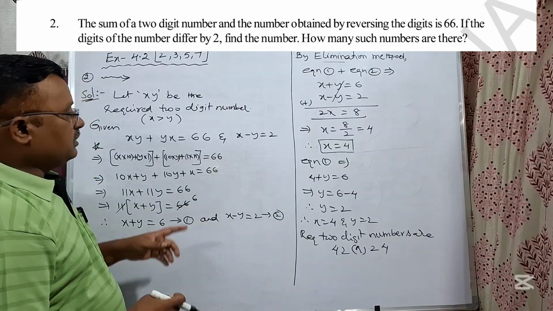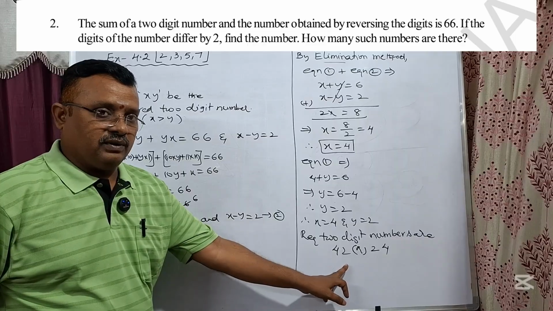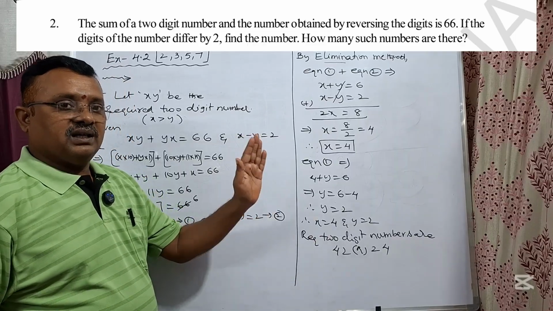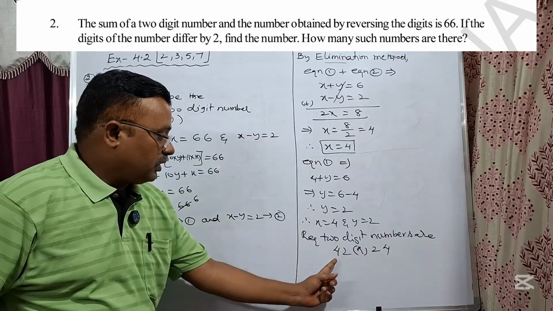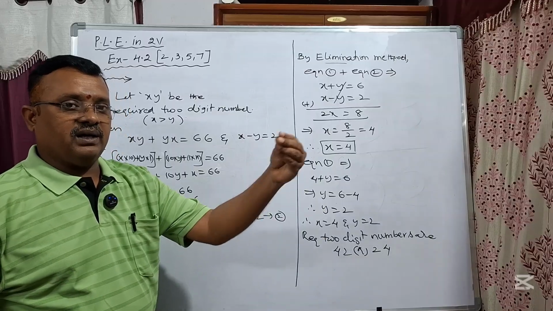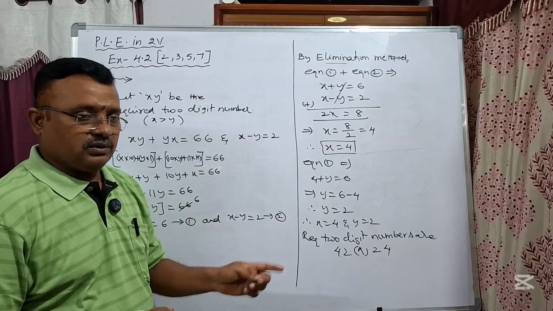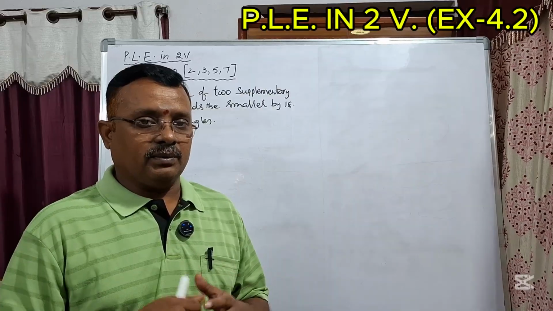Understood? So if x is greater than y, 4 will come first, 42 will come. Otherwise, y becomes bigger, 24 will come. 42 and 24, those two are the final required chances. Understood? Those are the 2-digit numbers. Is that clear? Right. Okay.